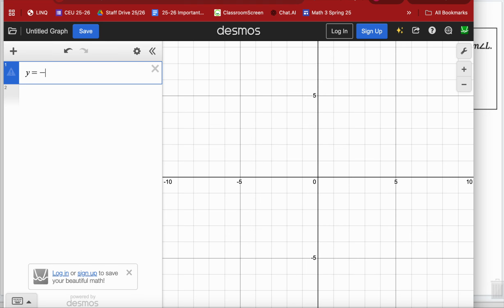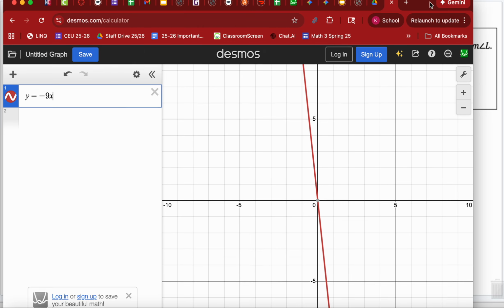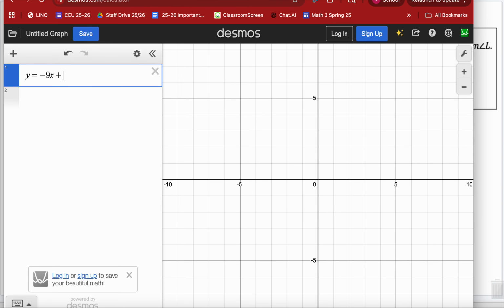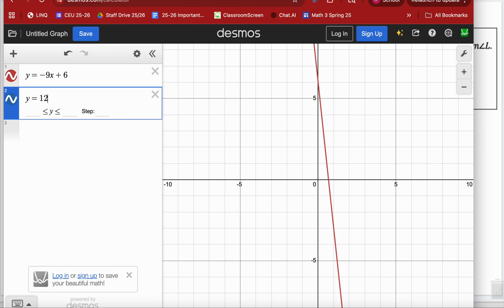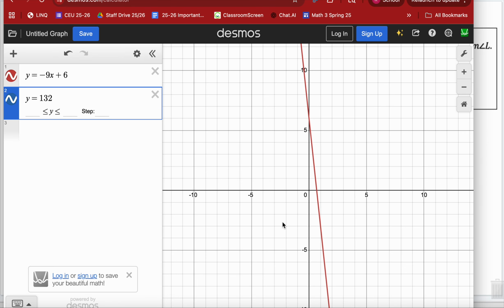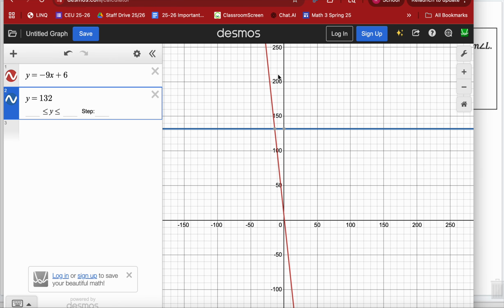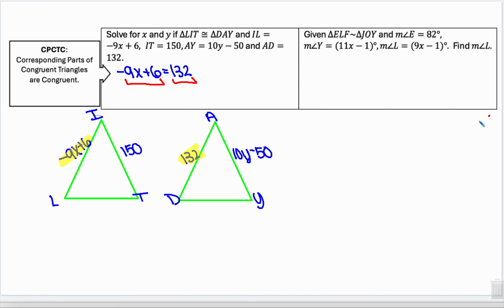In Desmos, y equals negative 9x plus 6, and y equals 132. Zoom, zoom, zoom. Okay, great. I'm going to find where they cross. So x is going to be equal to negative 14.